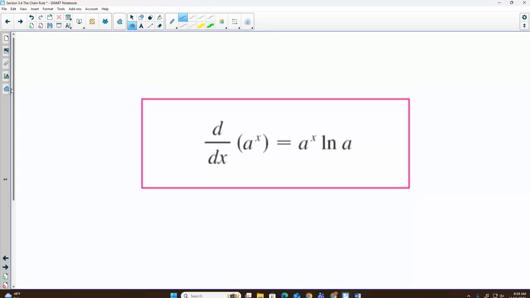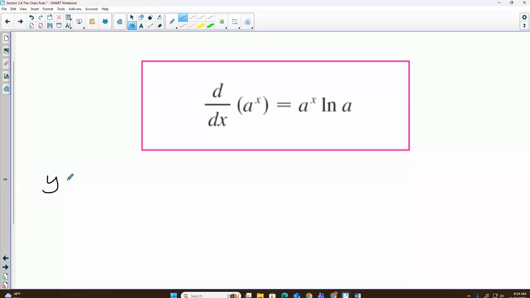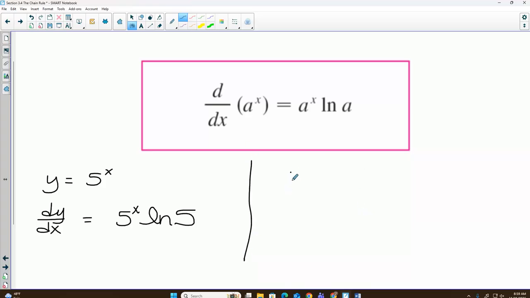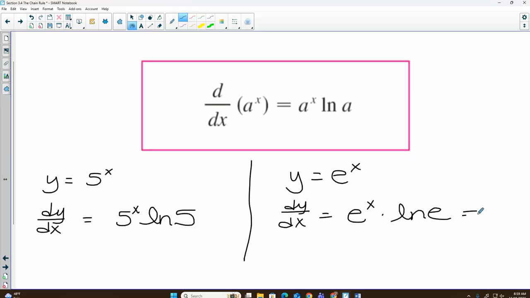So for instance, if my function was 5 to the x, the derivative is 5 to the x times the natural log of 5. We were really doing the same thing with e, the derivative of e to the x. If we follow this rule, it's e to the x times the natural log of e, but what is the natural log of e? 1, so that's why we were able to say that one was just e to the x. So if your base is anything else, you just have to throw a natural log of the base on there.